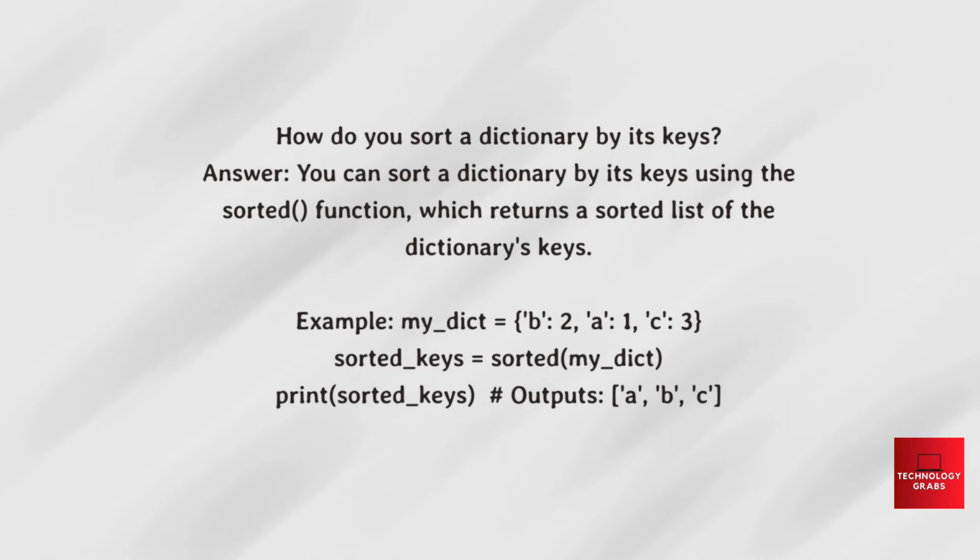How do you sort a dictionary by its keys? Answer: you can sort a dictionary by its keys using the sorted function, which returns a sorted list of the dictionary's keys. Example: my_dict = {'B': 2, 'A': 1, 'C': 3}; sorted_keys = sorted(my_dict); print(sorted_keys) outputs ['A', 'B', 'C'].